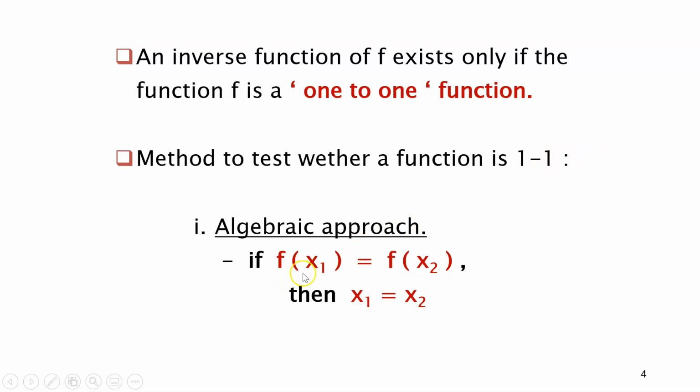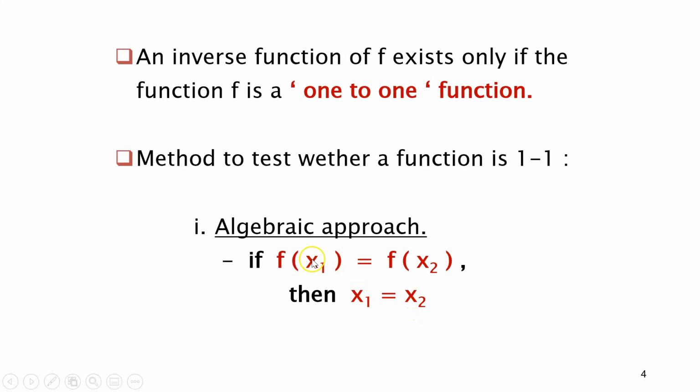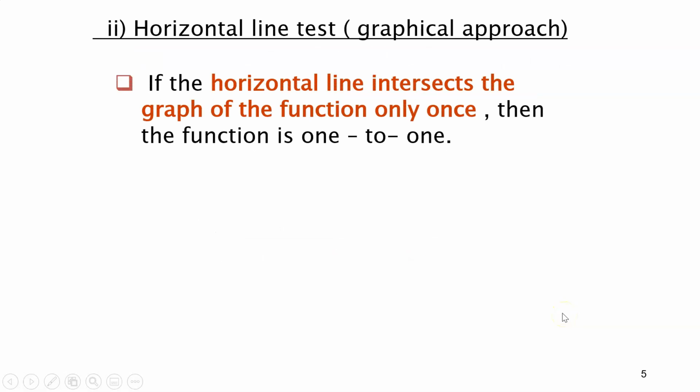So let's say if f(x1) equal to f(x2), then x1 equal to x2. Okay, that one is using algebraic approach when you have two functions. So you're going to make sure the function on your left-hand side will be the same with the function you have on the right-hand side. Then x1 is equal to x2.